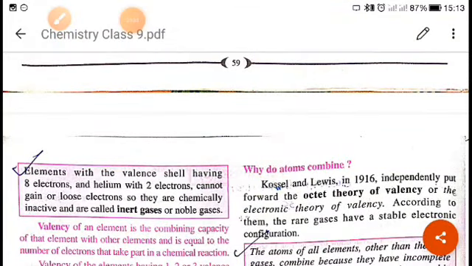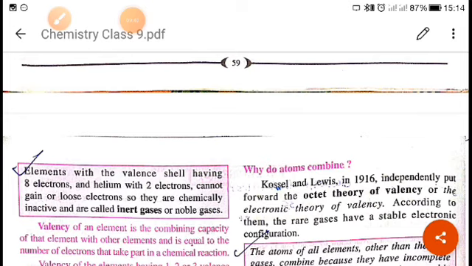Now, if there is any element in which there are 8 electrons in its outermost shell, except for helium, which has 2 electrons, then that type of element will neither give electrons nor take electrons, and it will be chemically inactive. This type of element is called an inert gas or noble gas.